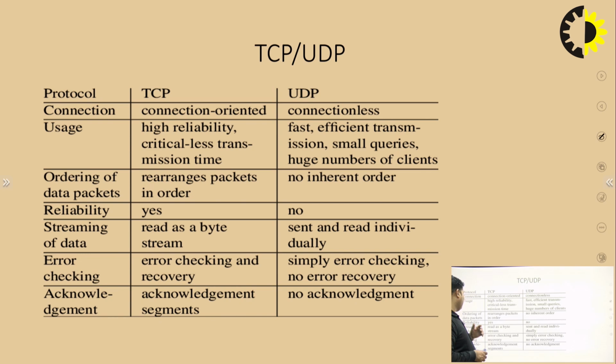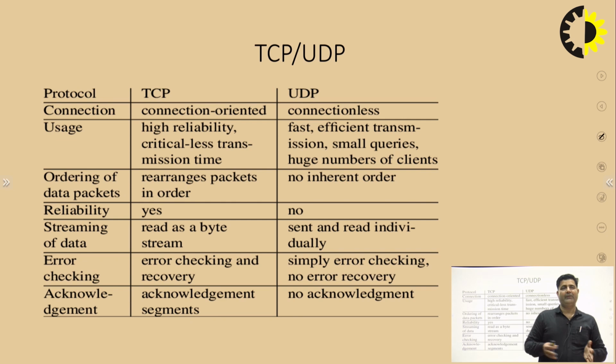In TCP the reliability is higher, while in UDP we have minimum reliability. Then we have error checking. In TCP, we have error checking and recovery. In UDP, we have simple error checking, no error recovery. In TCP, an acknowledgement comes back from the receiver to the sender when data reaches the destination. In UDP, there is no acknowledgement sent back to the sender.